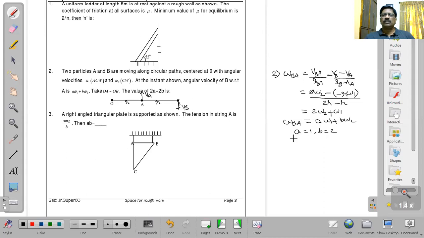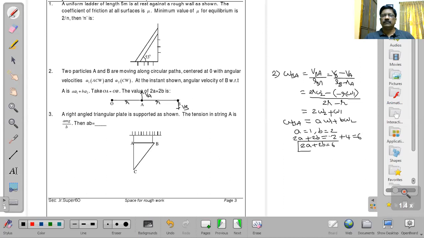Here they asked 2A plus 2B. Therefore, 2A plus 2B is equal to 2 into A, A is equal to 1, so 2, plus 2 into B, B means 2, so plus 4. That is equal to 6. So therefore 2A plus 2B is equal to 6 we got. So that is the answer.